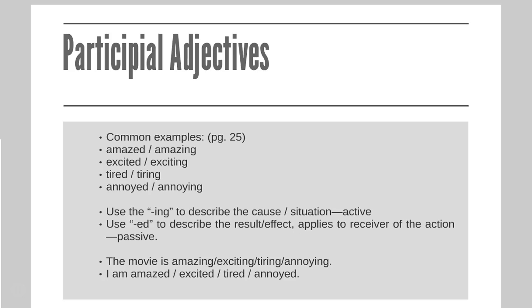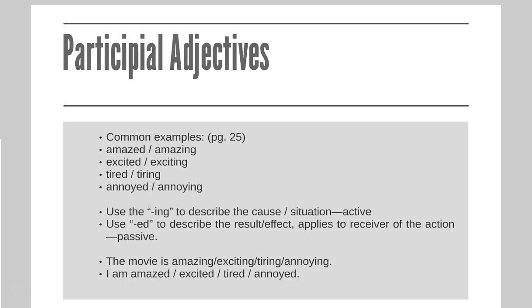You use the ing or gerund form to describe the cause or situation. It's the active form of the verb. So the movie is amazing. So the movie is the thing that is causing the amazement.